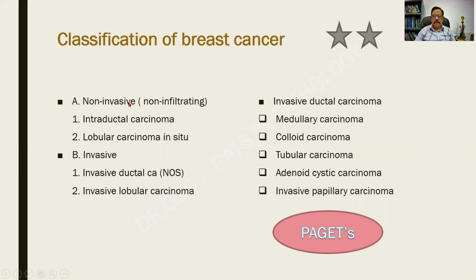The malignant tumors are divided into non-invasive and invasive carcinoma. Each of them is divided into the ductal and the lobular. So non-invasive, you have got intraductal carcinoma and lobular carcinoma in situ. Invasive, you have got invasive ductal carcinoma, invasive lobular carcinoma. And this is a panel of variants which you can have in an invasive ductal carcinoma. Forget not the pages, which can be a question by itself and even otherwise important.